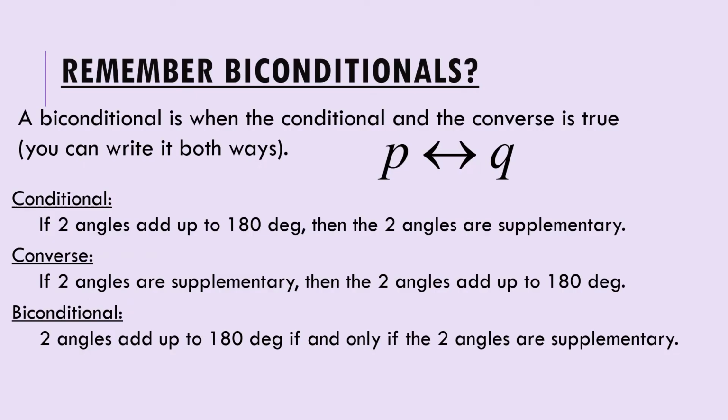Okay, so remember biconditionals. A biconditional was when we use the if and only if. So we can write it two ways. If our conditional was if two angles add up to 180 degrees, then the two angles are supplementary, the converse would be if two angles are supplementary, then the two angles add up to 180 degrees. Both of those are true. The conditional and the converse are true, so we are allowed to write the biconditional, which would be two angles add up to 180 degrees if and only if the two angles are supplementary.